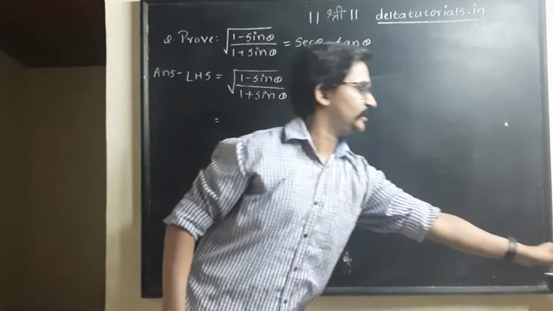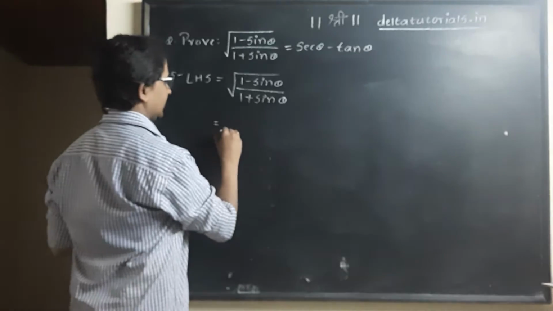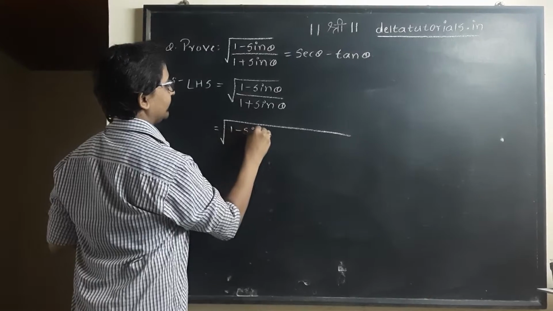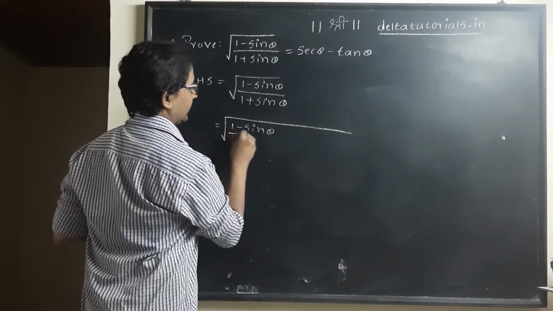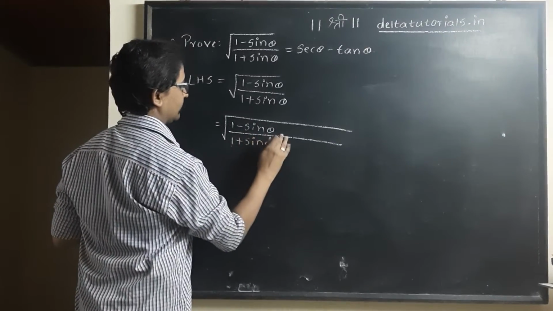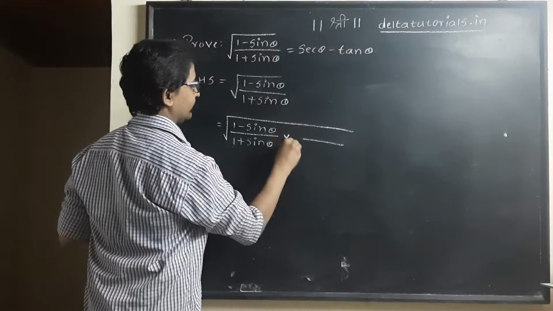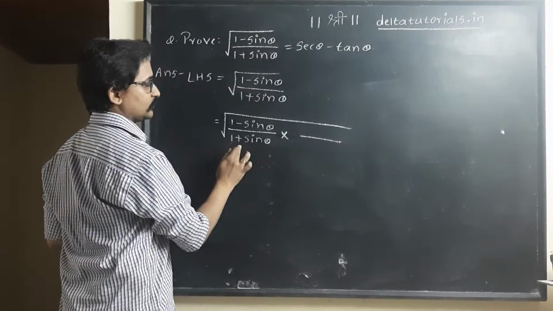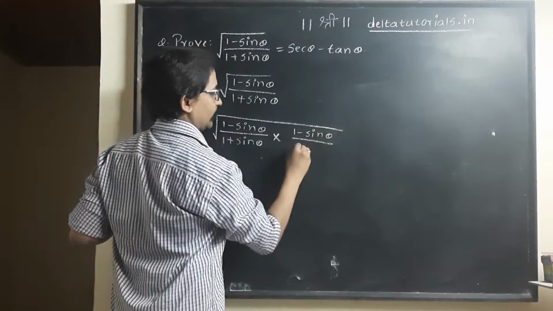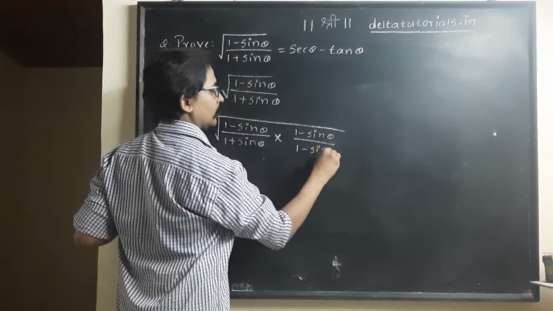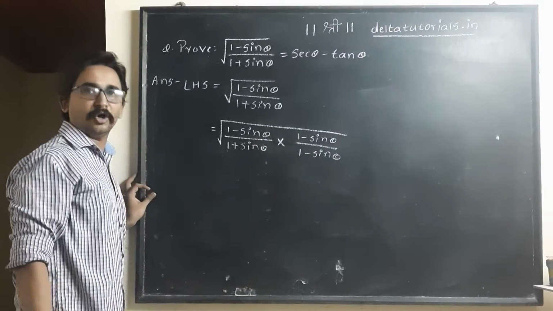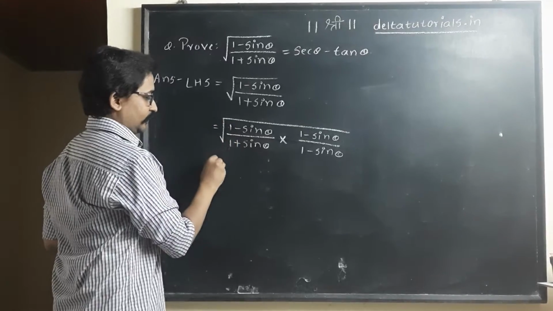So let's proceed with this multiplication by conjugate. It will be square root 1 minus sine theta upon 1 plus sine theta into, we will multiply by the conjugate of this 1 plus sine theta. It will be 1 minus sine theta upon 1 minus sine theta. By the same conjugate we will multiply to the numerator as well as to the denominator. This is a very crucial step in this problem.